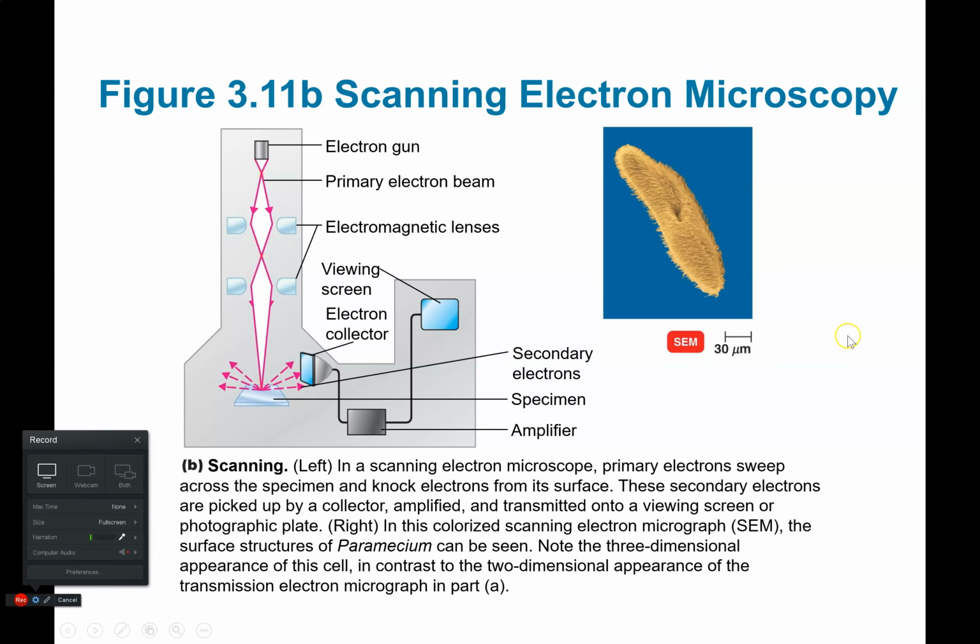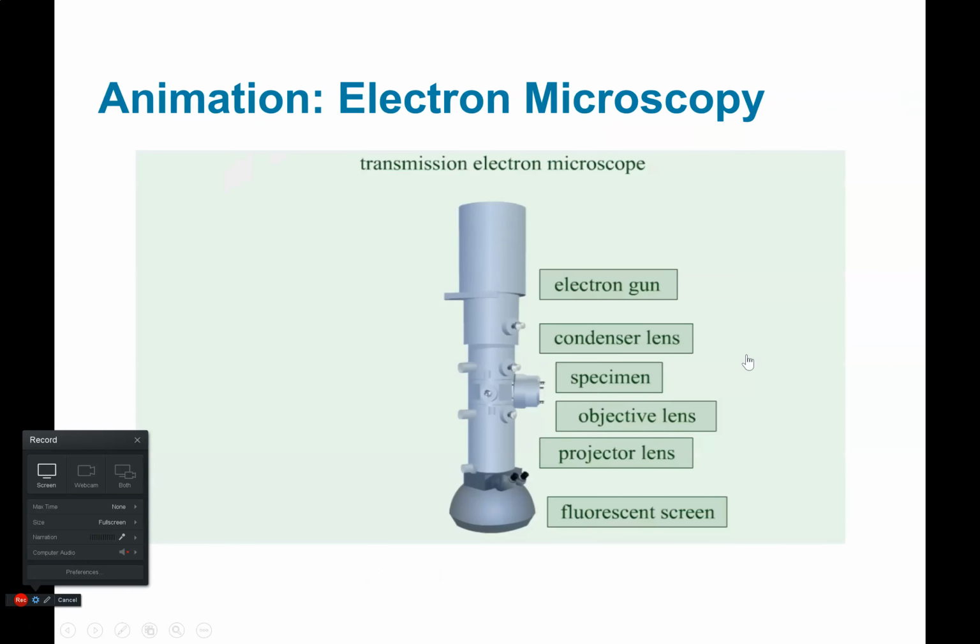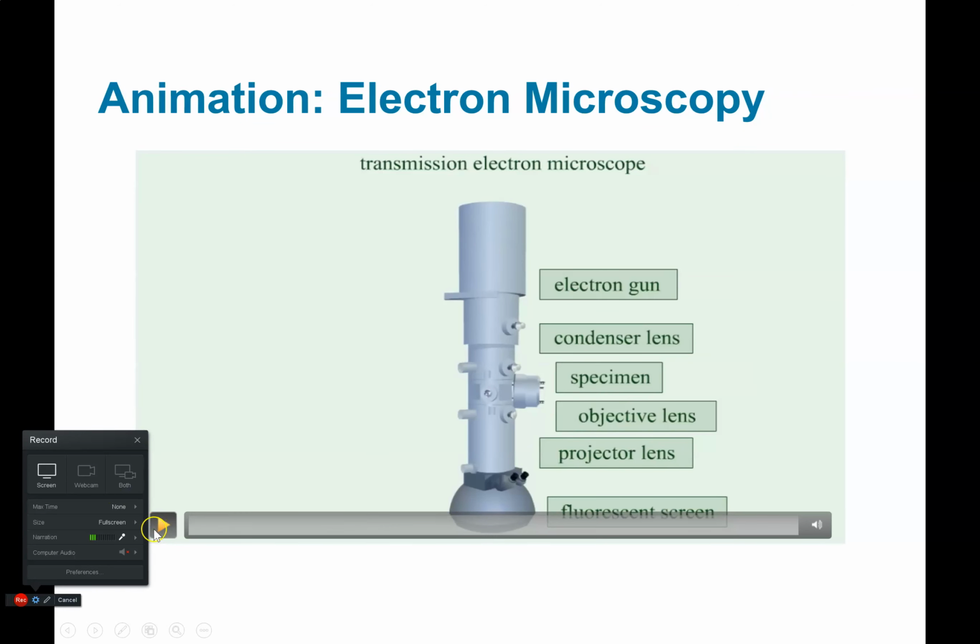So you can see here in the diagram how the scanning electron microscope is better at surface, and now you're seeing all these cilia on the surface of that paramecium. So here's an animation.